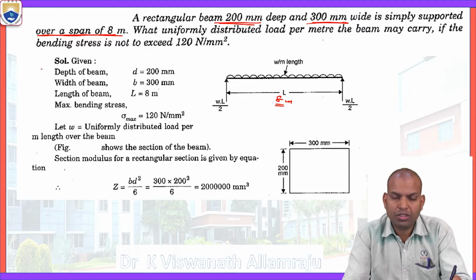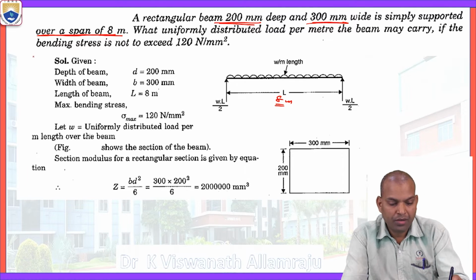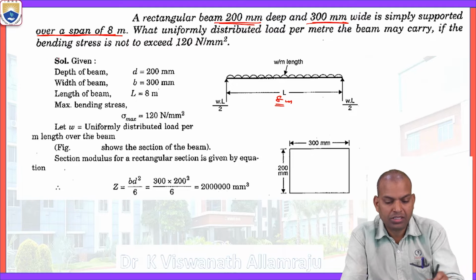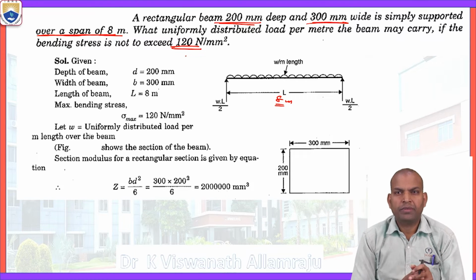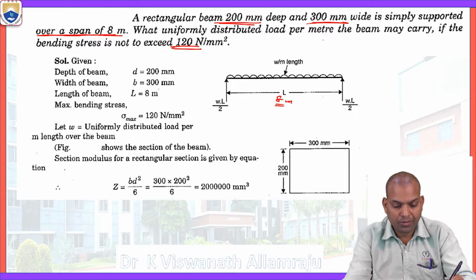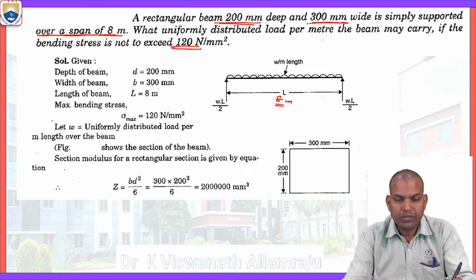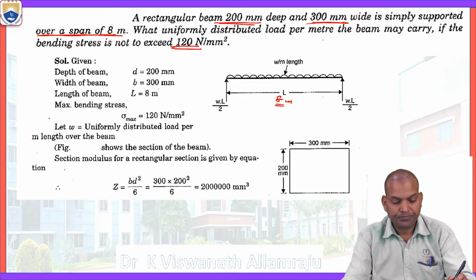what uniformly distributed load per meter may the beam carry if the bending stress is not to exceed 120 Newton per square millimeter? This is sigma maximum. This 120 Newton per square millimeter is the maximum stress, and we have to find out the uniformly distributed load. Here it is simply supported.